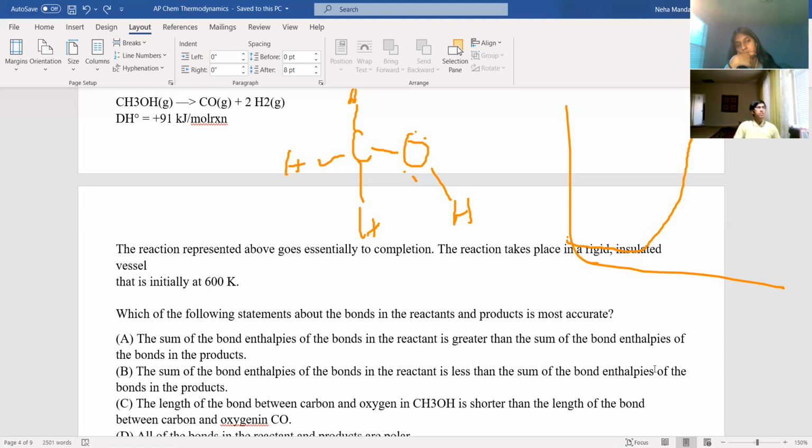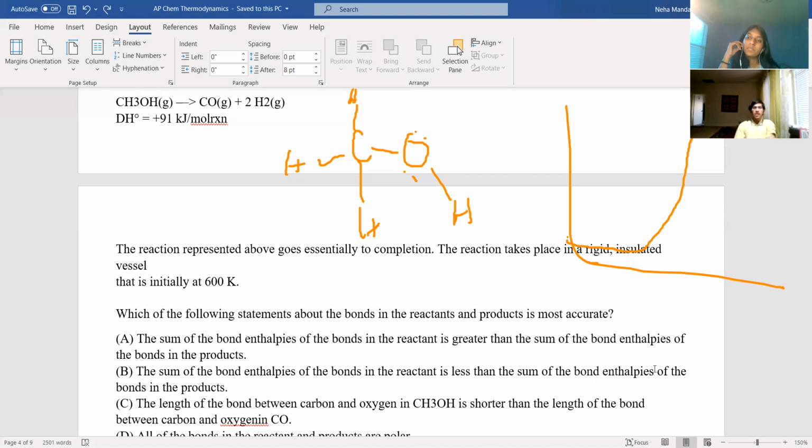Maybe bond enthalpy, hold on. Let me make sure what the definition is. Bond enthalpy is what? It's the amount of energy required to cleave that bond, so break that bond. So it's saying that for the reactants, you need more. Okay, I guess that makes more sense.